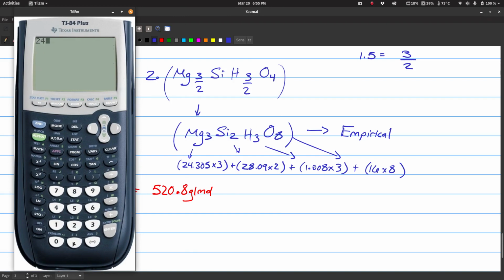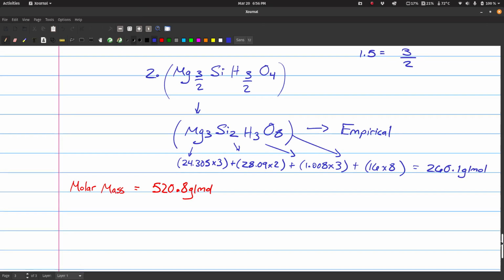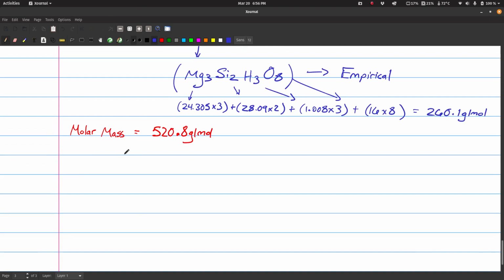Alright, so we have, actually just use parentheses, it's easier. 24.305 times 3 plus 28.09 times 2 plus 1.008 times 3 plus 16 times 8. So this is going to come out to about 260.1. Alright, so if you think you know what to do to solve for the actual molecular formula, pause the video and go ahead and do it.